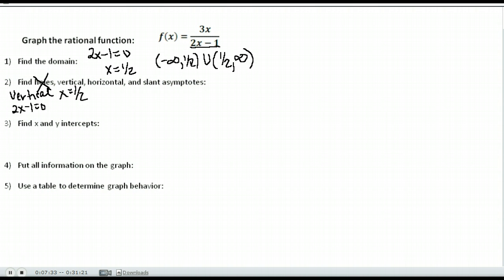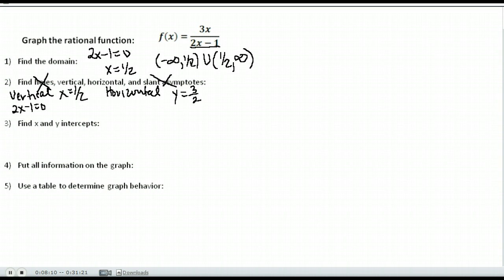Horizontal, we look at the degree of our polynomial. Okay, on the top we have degree 1, and in the bottom we have degree 1 also. When the degree of the numerator and the degree of the denominator are the same, we divide the leading coefficients to find our horizontal asymptote. Okay, so it would be at y equals 3 over 2, or 1.5. And there would be no slant asymptotes, because that only happens when the degree of the numerator is 1 more than the degree of the denominator, and they're the same, not greater or less than.